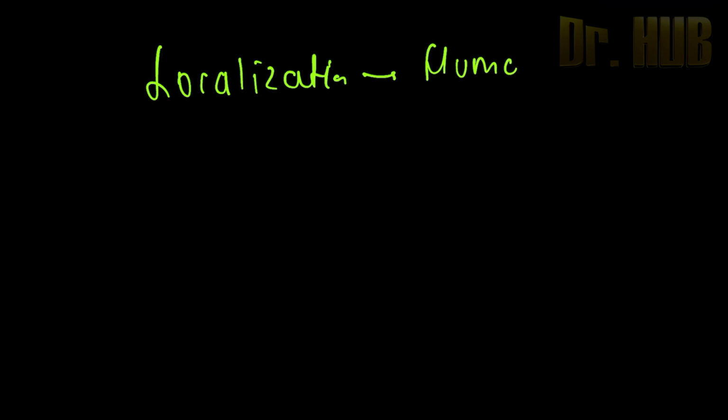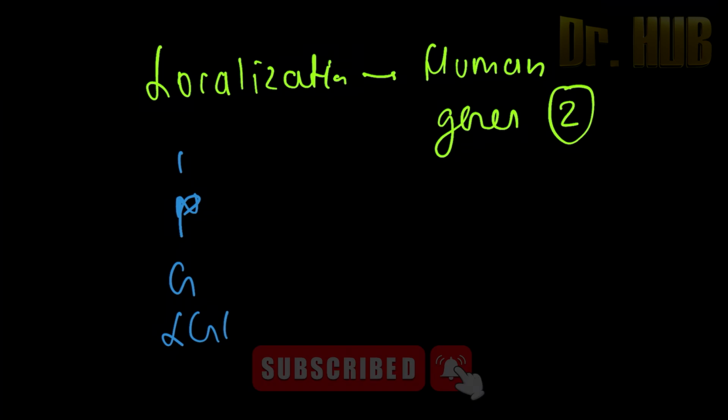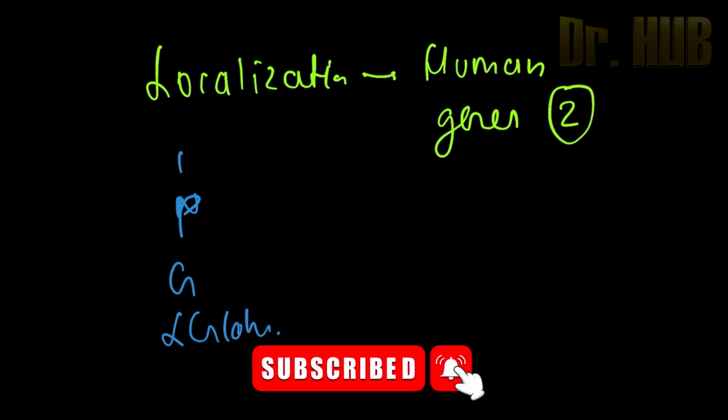Let's continue with the localization of the human genes. So we are entering part 2. We saw in the first video insulin, then prolactin, growth hormone, and the alpha globulin. Now we'll discuss the beta globulin.